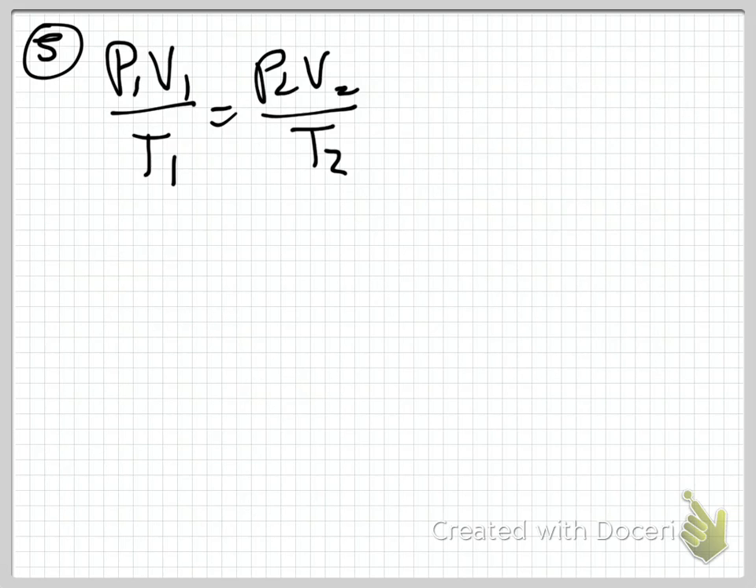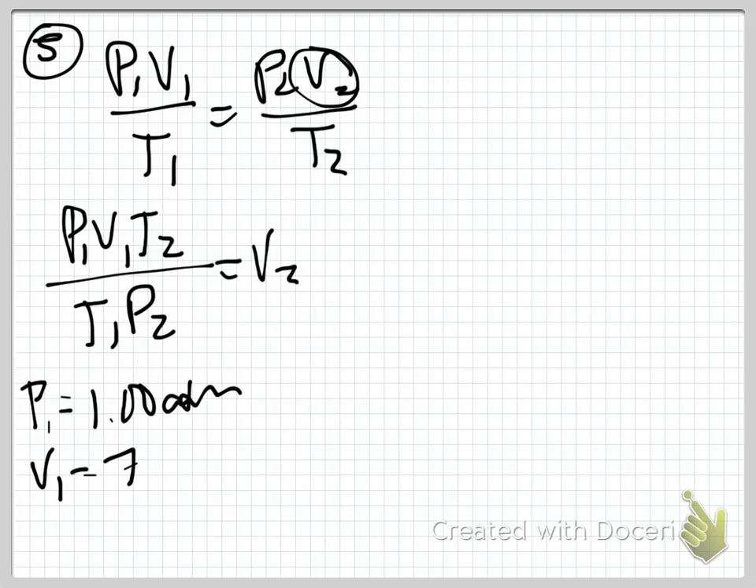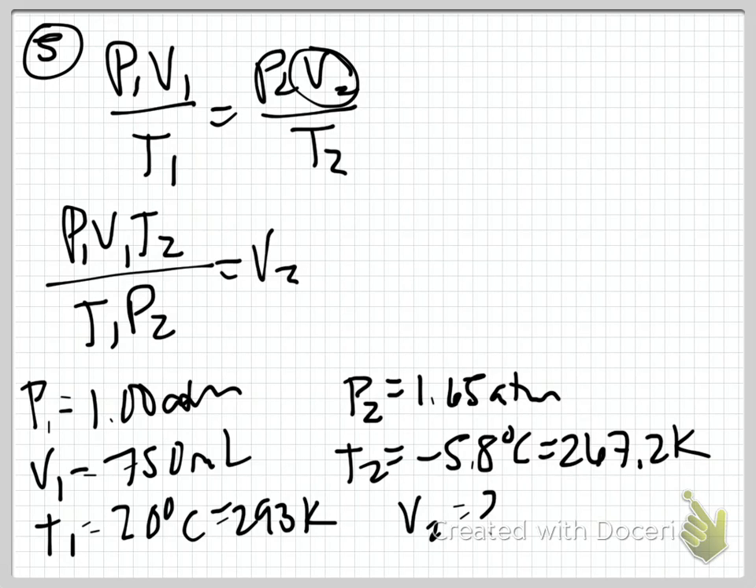Okay, last one. So again, we've got 3 factors, and now we are looking for V2. So we have P1 V1 T2 over T1 P2 equals V2. We list our variables. P1 is just 1 atmosphere. V1, 750 milliliters of gas. T1, 20 Celsius, a reasonable day at sea level. Okay, so here we have sort of the other extreme. We're putting something into the ocean, and of course the pressure on gases underwater is tremendously higher than in the atmosphere. So we want to know what the final volume of the gas is.